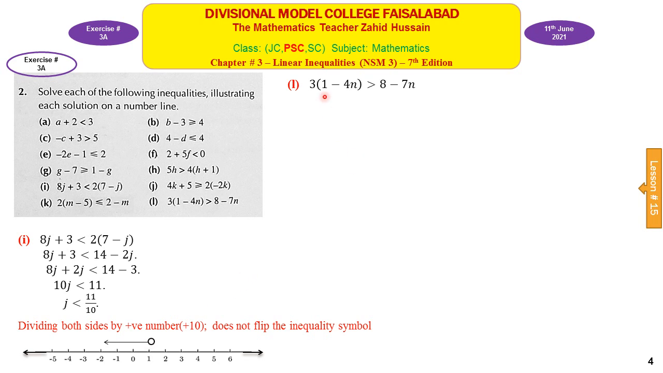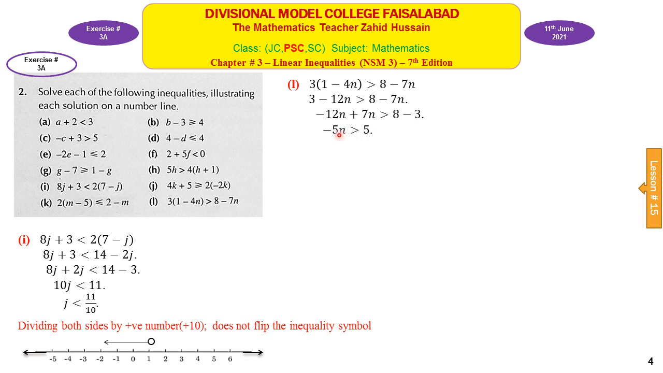Next part is 3 into 1 minus 4n greater than 8 minus 7n. Again this inequality has brackets. We will remove these brackets. We get 3 minus 12n greater than 8 minus 7n. Collect all the terms with the variable on one side, the left hand side, which is minus 12n plus 7n greater than 8 minus 3. So this is minus 5n greater than 5.